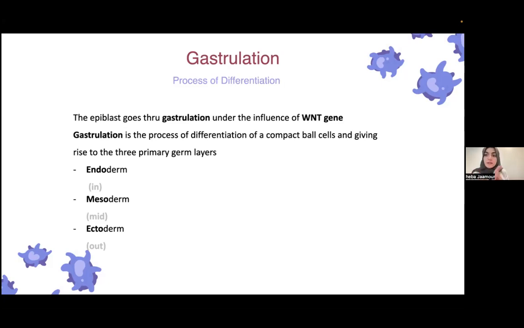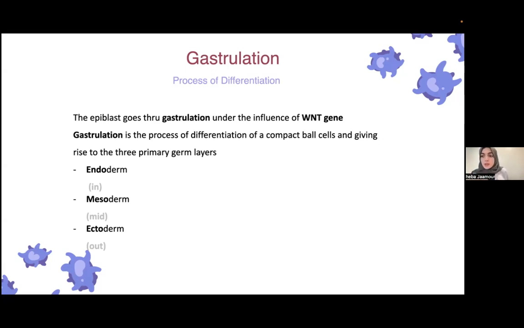And eventually, at the very end of this process, when the gastrulation process is done, we get three different germ layers, which are the primary germ layers which give rise to everything in our body. That is the endoderm, the mesoderm, and the ectoderm, as they're stated over here.